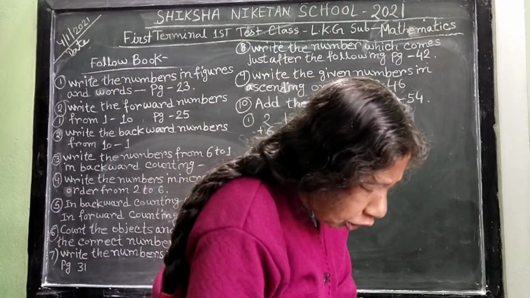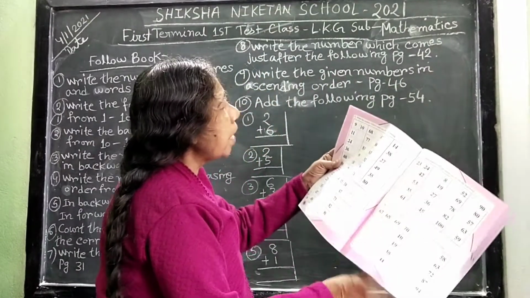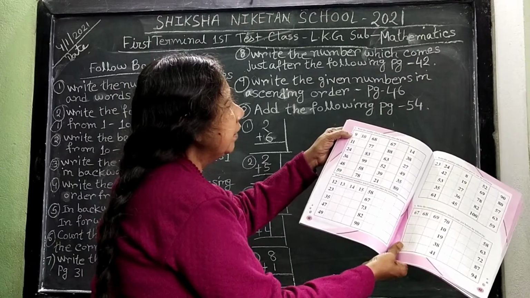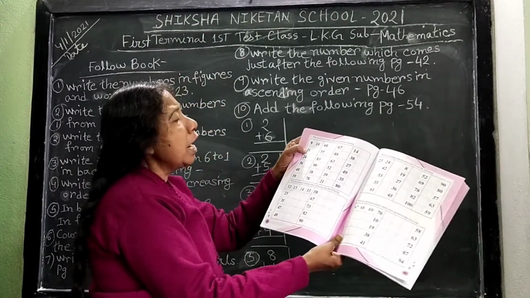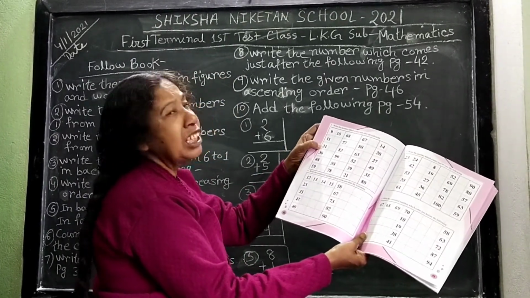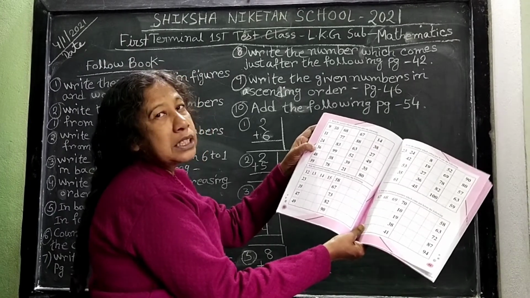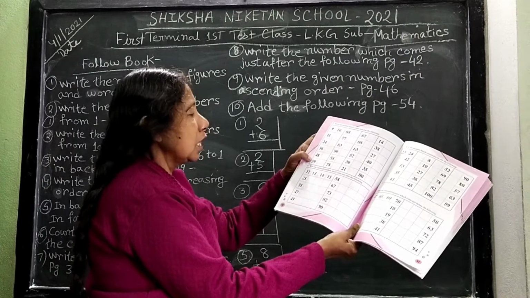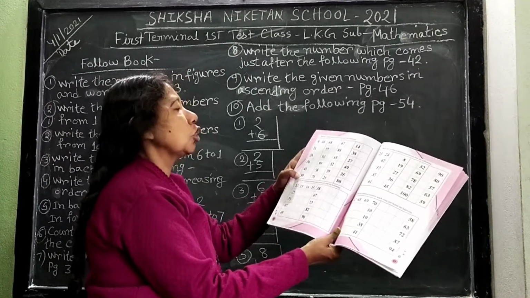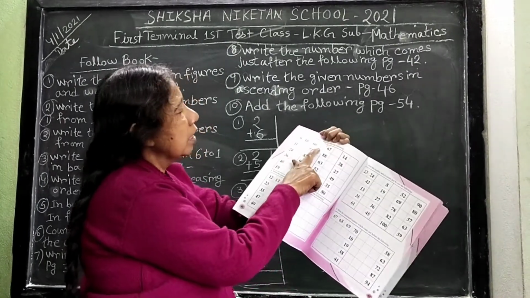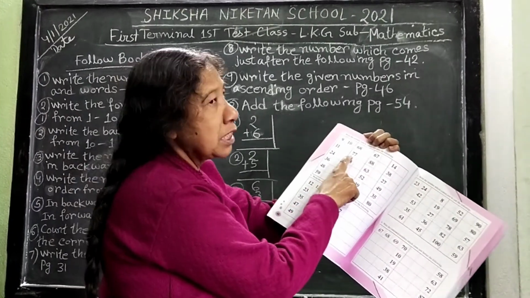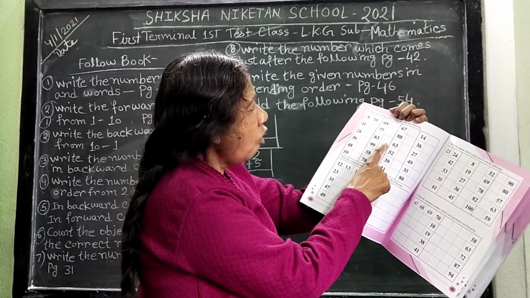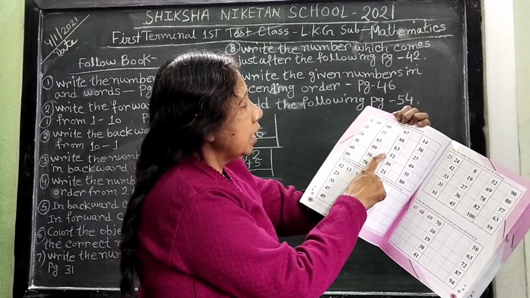Page number 42. Write the number which comes just after the following. 9, 10. 11, after 12. 24, after 25. 36, after 37. 48, after 49. 59, after 60. 68, after 69. 77, after 78. 83, after 84. 99, after 100.